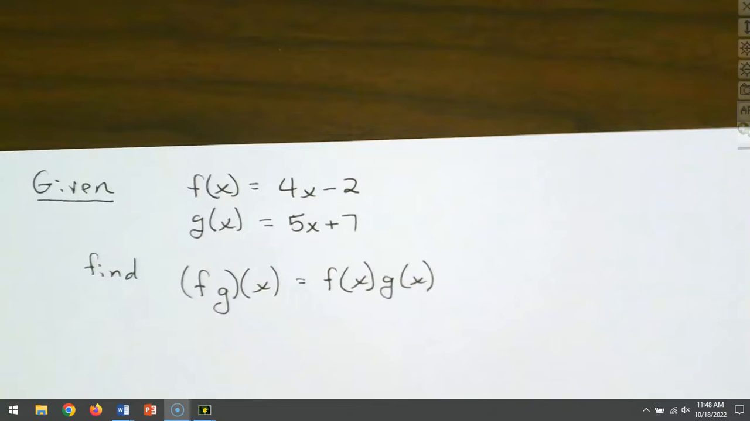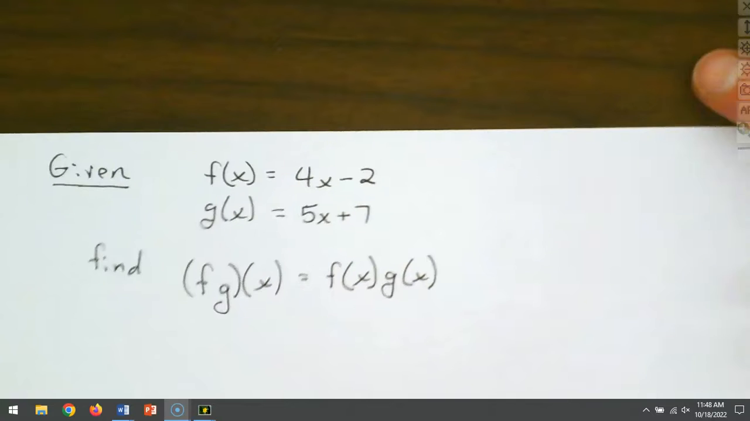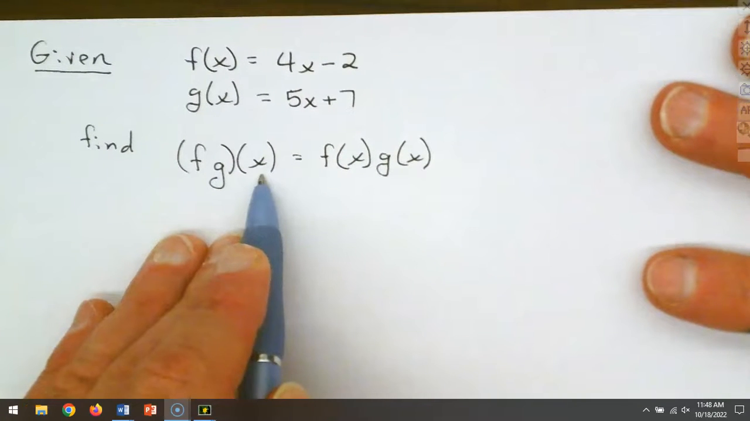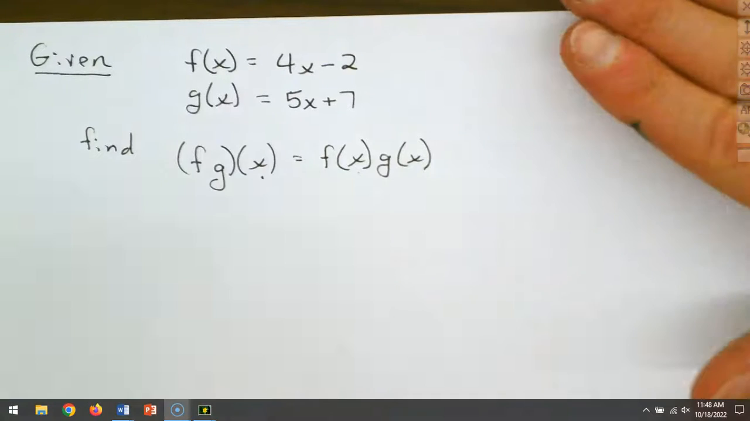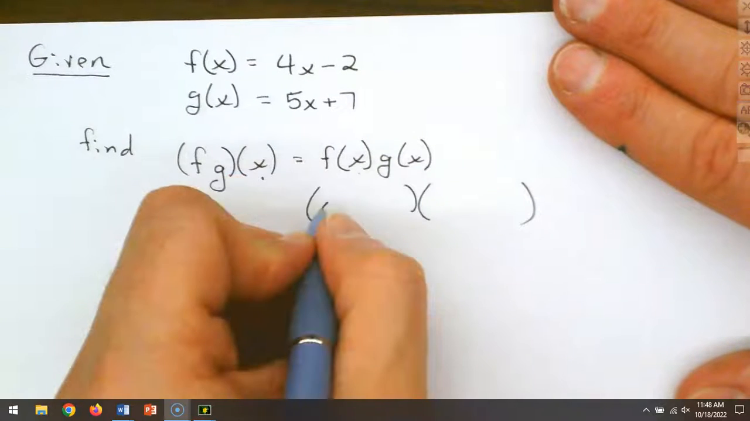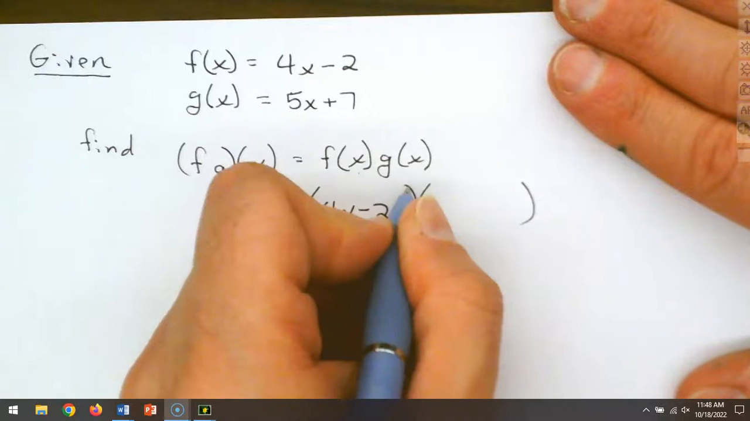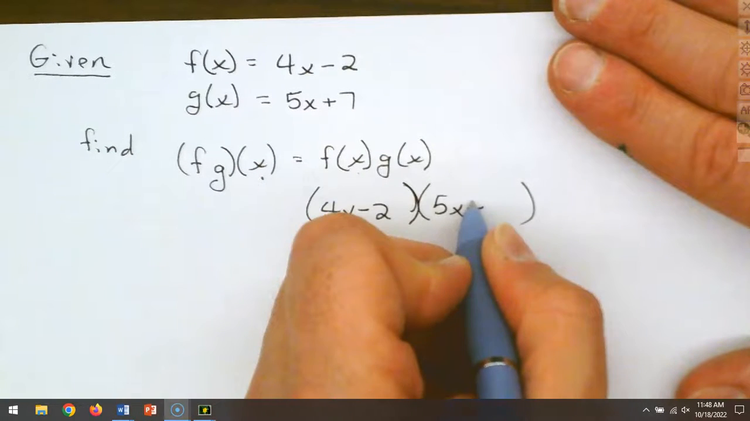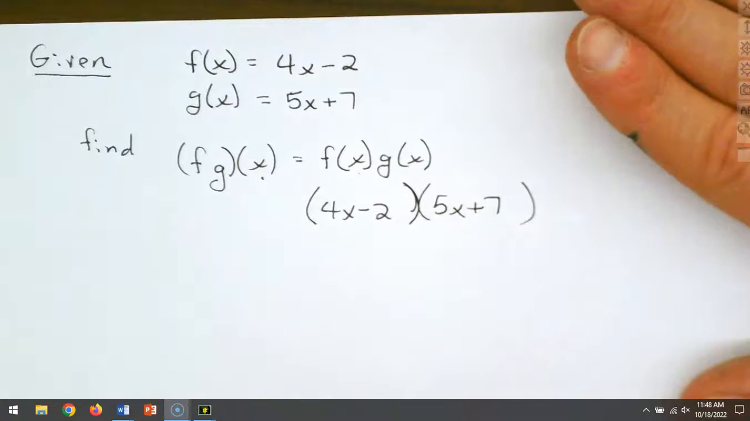Okay, so what are we going to be doing here? We're going to be multiplying. Now we may have to FOIL. What are we going to get out? Number or a variable? Variable, because variable's in, variable comes out. So we replace. So what do we replace f of x with? Yep, 4x minus 2. And what about g of x? Okay, yep, 5x plus 7.